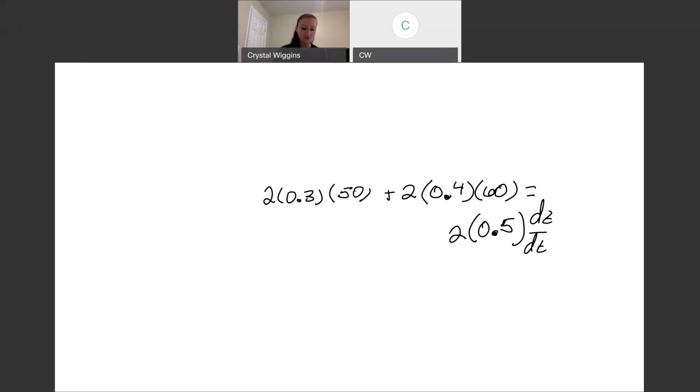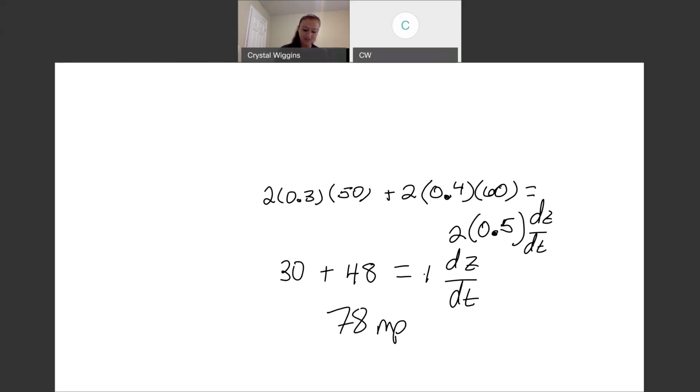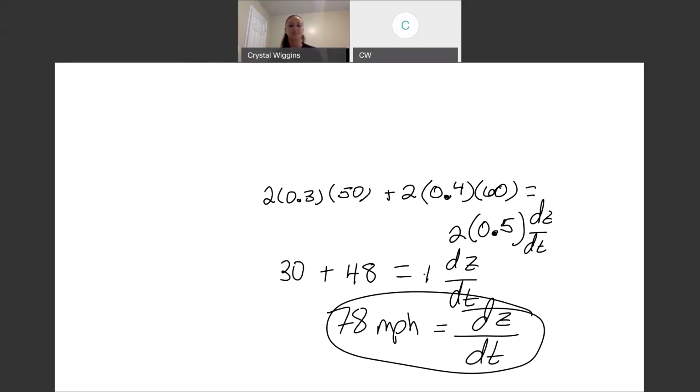So we put 2 times 0.3 times 50 in our calculator and we get 30. 2 times 0.4 times 60 in our calculator and we get 48. 2 times a half gives us 1 dz dt. 30 plus 48 gives us 78 miles per hour for how fast the cars are approaching each other at that exact moment in time. There's our answer.